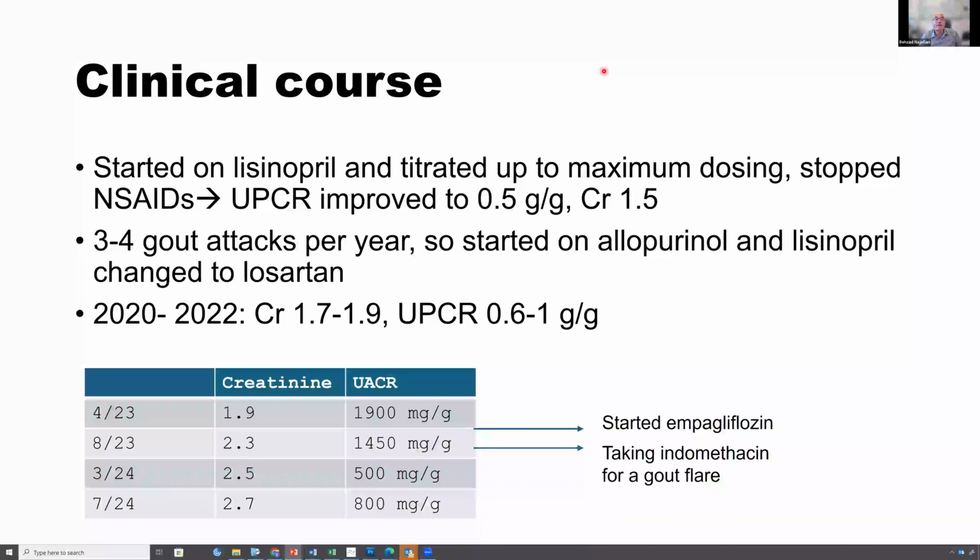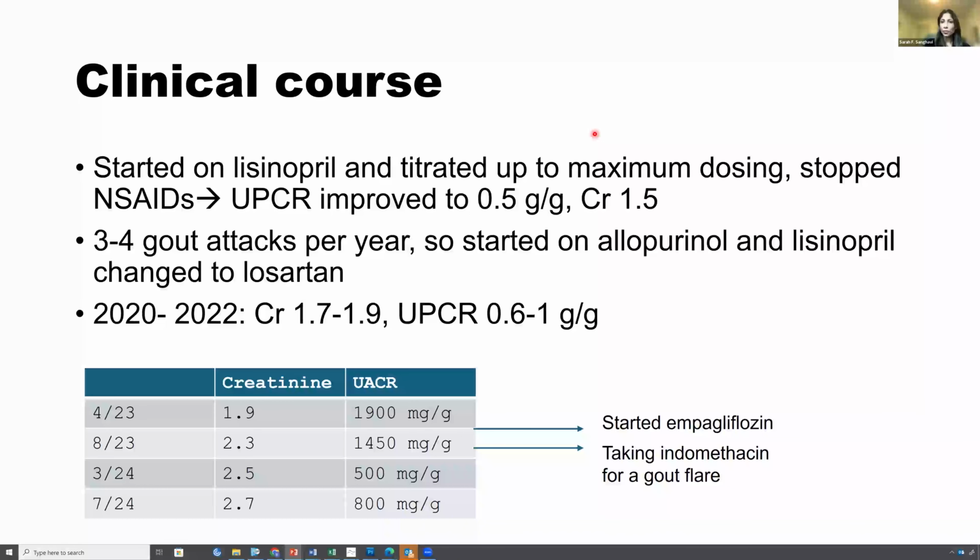And now Sarah continues. Yeah, I will say he was not my patient at this point, but later became my patient because he lives really far away and it was hard for him to get to clinic. So a lot of his appointments were phone and video. But he was started on lisinopril, titrated up to maximum dosing. He had been taking NSAIDs, so that was stopped. And his UPCR actually improved to about 500 milligrams per gram. His creatinine was pretty stable at 1.5 at that time.